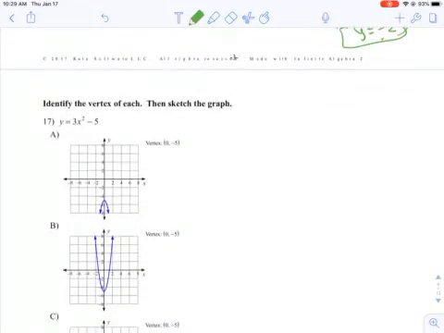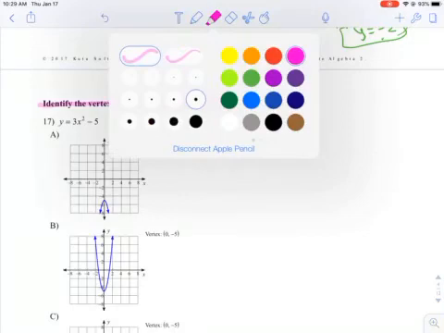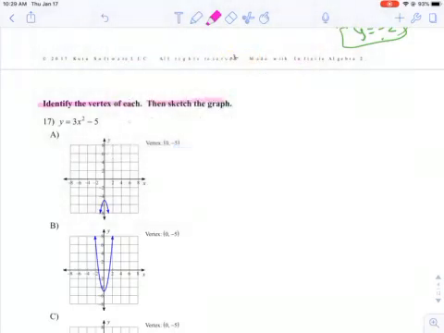So here they're asking to identify the vertex of each and then sketch the graph. So you can see that this is in vertex form. So what we're going to do is say, okay, first of all, we know that this is positive, so it's going up.